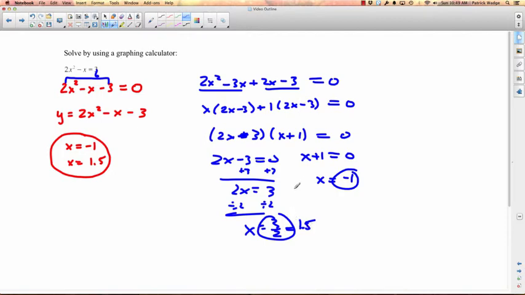Okay, so there you go. You have 3 ways, I suppose, to solve quadratic equations. One's by graphing by hand. You'll probably never do that. The other one's by graphing using a graphing calculator. You might do that sometimes. And the best way, I think, for now is factoring. If you can solve it by factoring, it's the fastest way to do it.